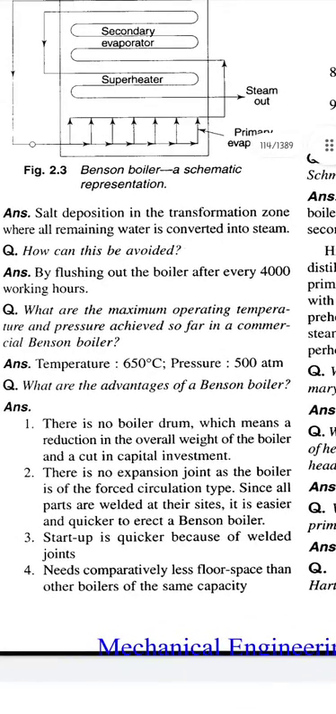Question: what are the advantages of a Benson boiler? Answer: there is no boiler drum, which means a reduction in the overall weight of the boiler and a cut in capital investment. There are no expansion joints as the boiler is of the forced circulation type. Since all parts are welded at the sides, it is easier and quicker to erect a Benson boiler. Startup is quicker because of welded joints. Needs comparatively less floor space than other boilers of the same capacity.